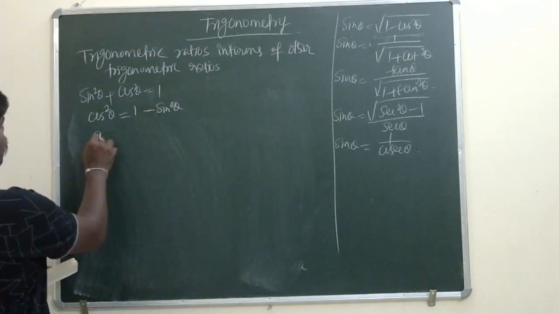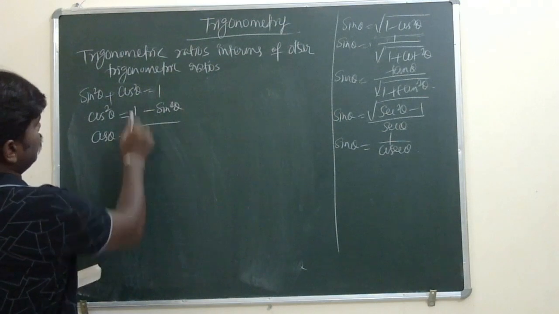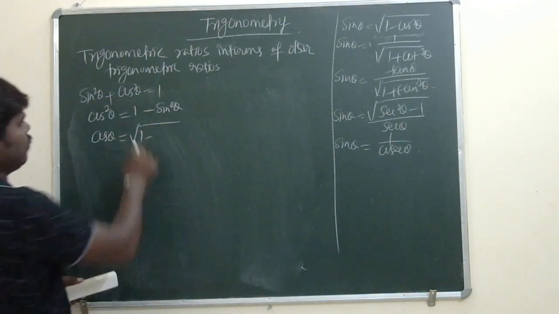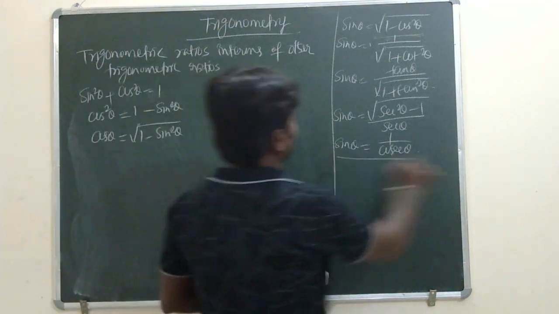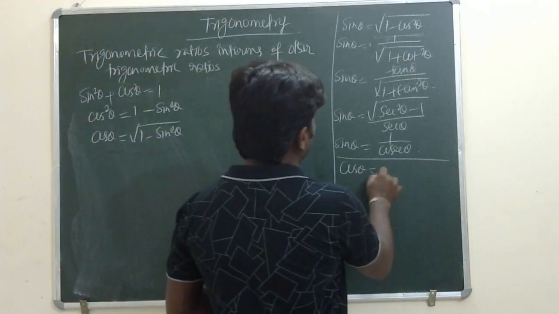So what is the cos theta value? Take the square root on both sides, then you will get square root of 1 minus sin square theta. So this is the cos theta value in terms of sin.